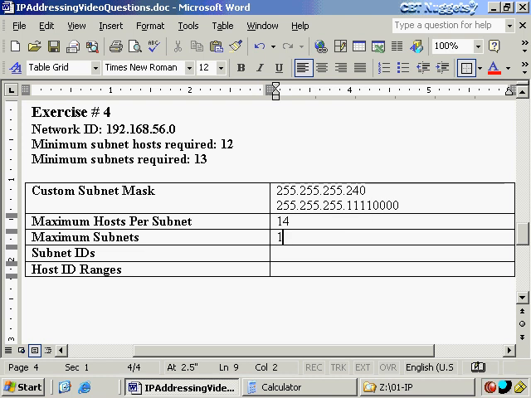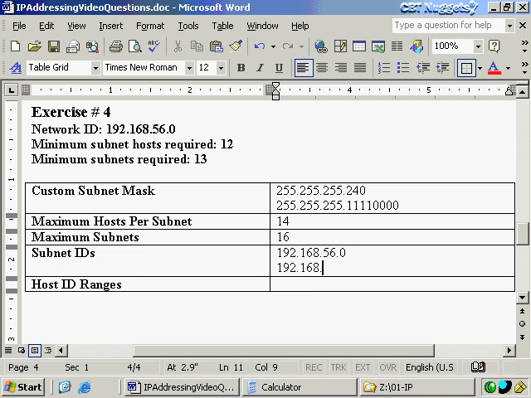Then for our subnet IDs, we've got 192.168.56.0, because remember that's the same as your original network ID. Then the next one would be 192.168.56.